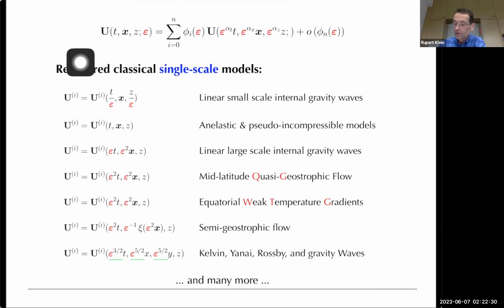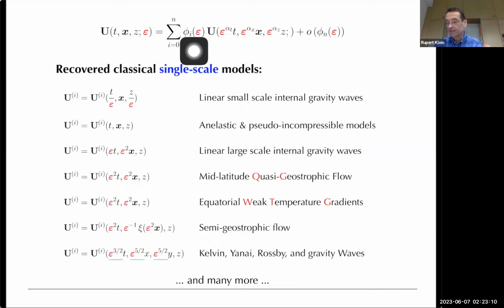Basically, I do expansions in epsilon of my solution vectors. Think of U as being the density, pressure, temperature, and the velocity field and concentrations, etc. They depend on T, X, and Z, which are dimensionless time and space coordinates according to my original non-dimensionalization, and they all now depend on epsilon. And I want to do asymptotics in epsilon, so I do an expansion, introducing an asymptotic sequence. These are scaling functions phi i of epsilon. The phi i plus one is systematically smaller than phi i.